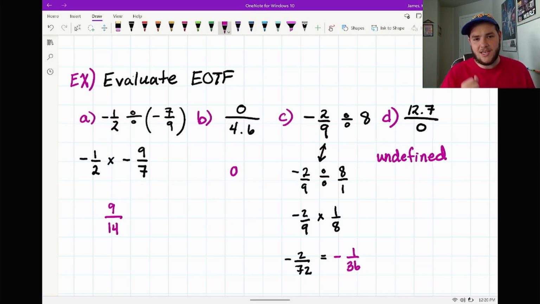Dividing by 0 is kind of a nonsensical thing to do. And let me explain it to you this way. If you had $12.70 to split up evenly amongst no one, how much would everybody get? Well, it doesn't really make sense because there's no one to pass the money out to. Remember, you cannot divide by 0.